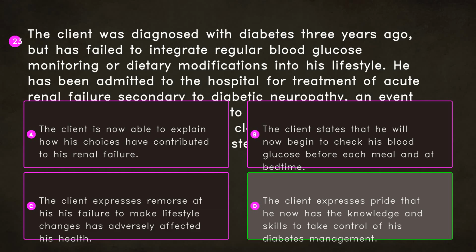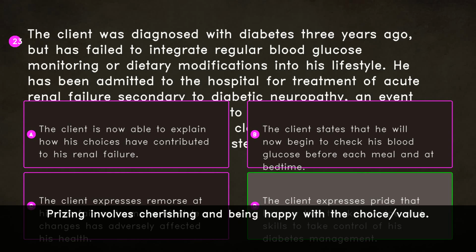The correct answer is the client expresses pride that he now has the knowledge and skills to take control of his diabetes management. Prizing involves cherishing and being happy with the choice or value.